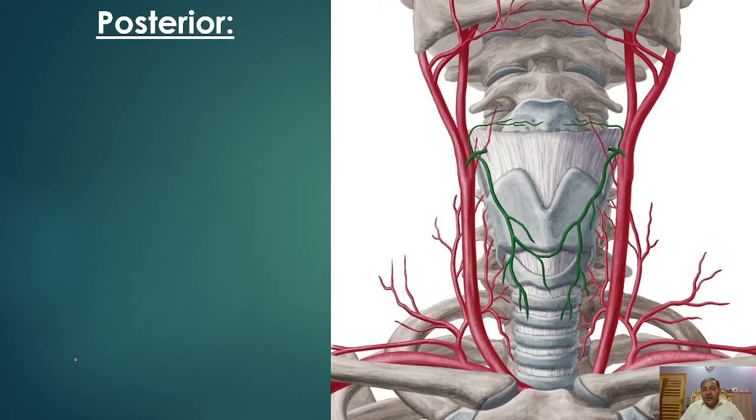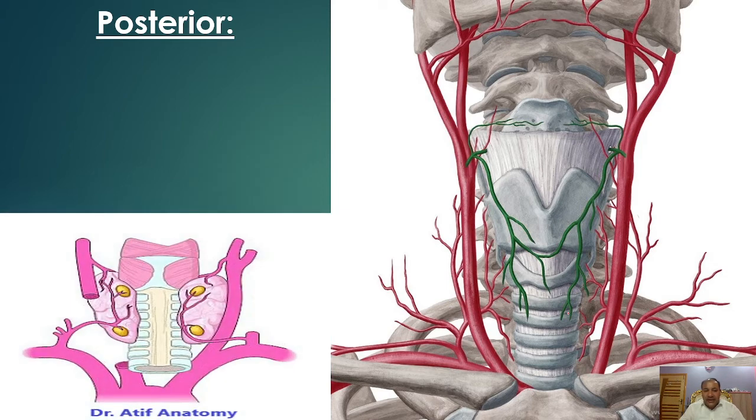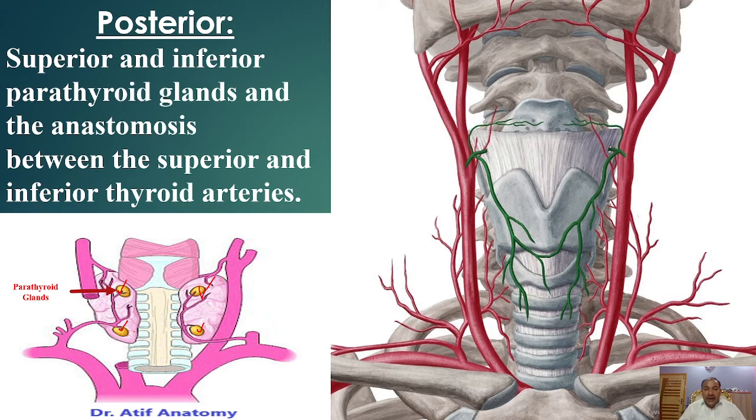And you can find what structures are present on the posterior aspect of the thyroid gland. If we remove the thyroid gland, we find this green colored anastomosis, as well as four glands, two on one side and two on the other side of each lobe of the thyroid gland. These are called the parathyroid glands: superior and inferior parathyroid glands. And there is an anastomosis between the superior and inferior thyroid arteries. We know that the superior thyroid artery and inferior thyroid artery anastomose here on the posterior surface of the thyroid gland.